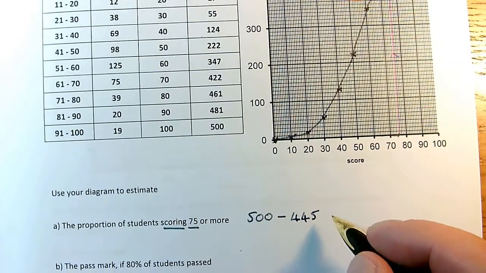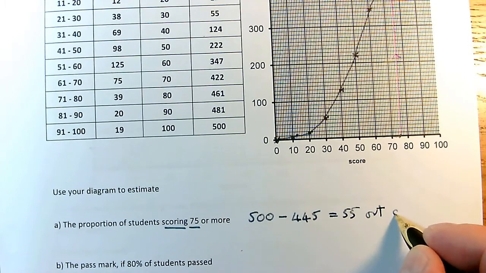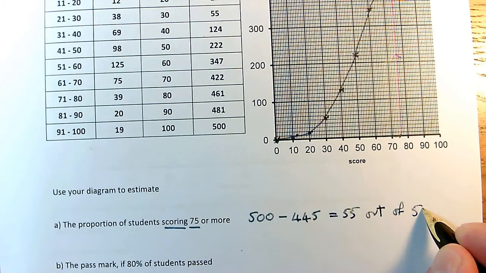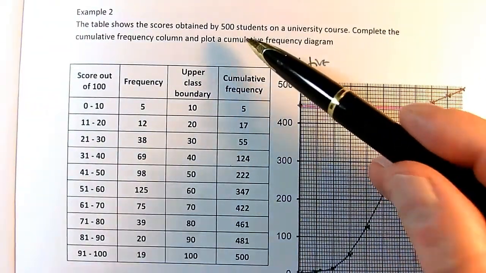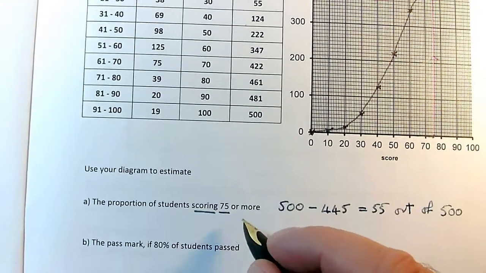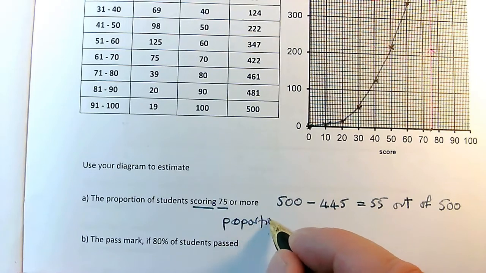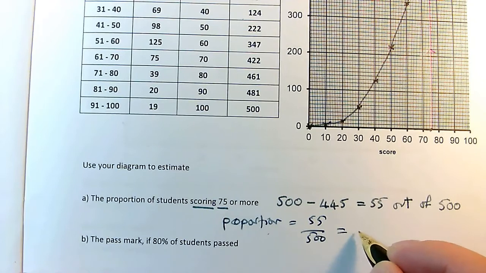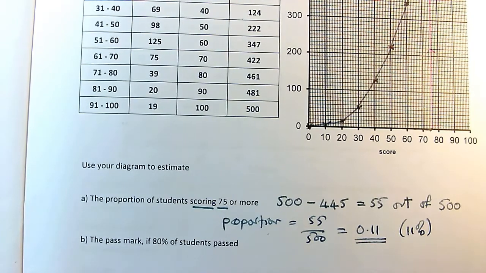So that means I need to say 55, and it's out of, well, there were 500 students, so it's 55 out of 500, because my axis goes up to 500. It tells me there were 500 students, so my proportion is 55 over 500, which is 0.11, which you can convert to a percentage if you want to, but a proportion is fine as a decimal like that.